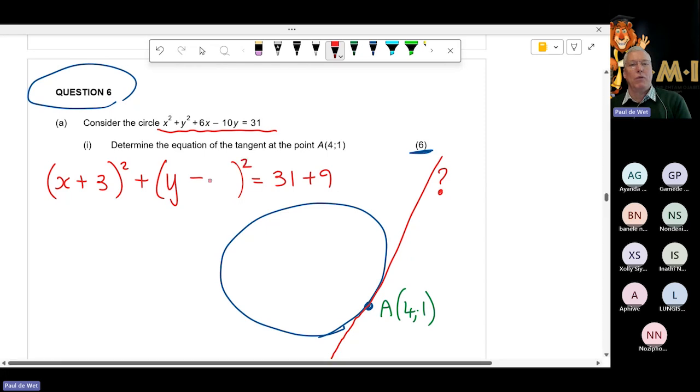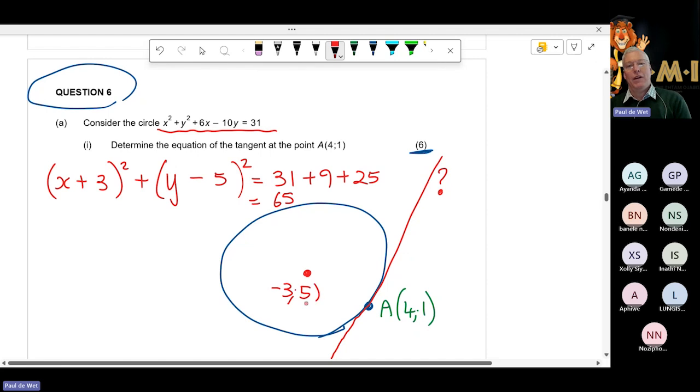What's this one going to be? Minus 10y plus 25. So it's y minus 5 squared. Yes, plus 25 equals 65. Yes. Right, so what's the center? Minus 3, 5. Well done. Minus 3, 5.